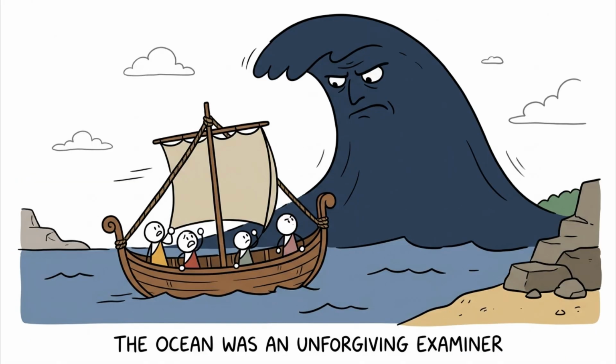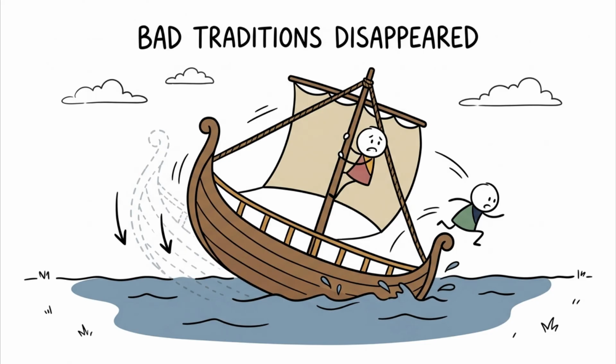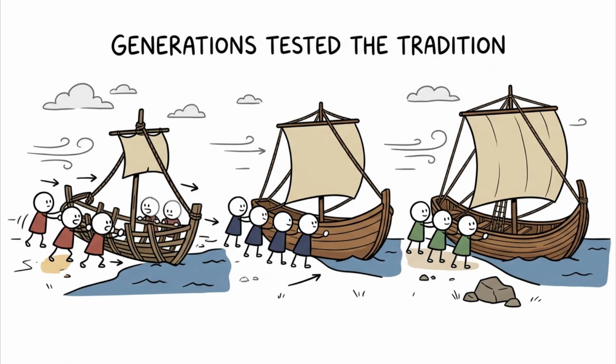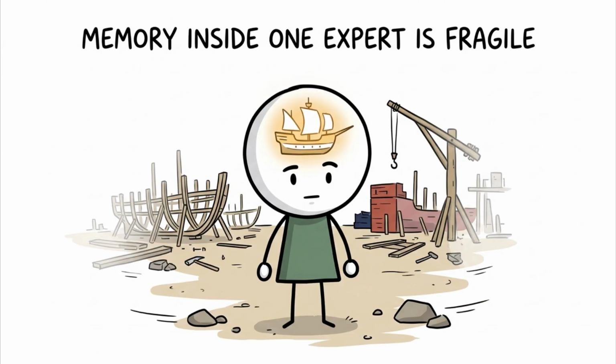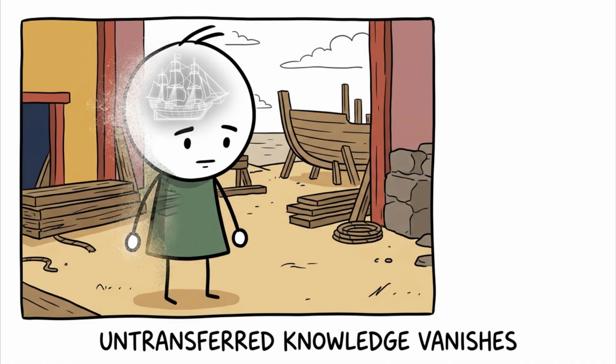The ocean was an unforgiving examiner. Bad traditions disappeared when their ships repeatedly failed. Working traditions survived because generations kept testing them against wind and water. But memory inside one expert is fragile. When he dies, everything that was never transferred can vanish with him.